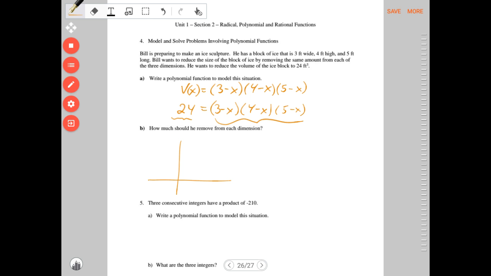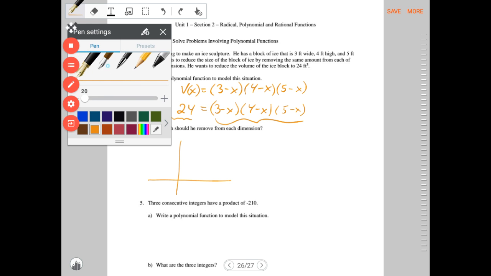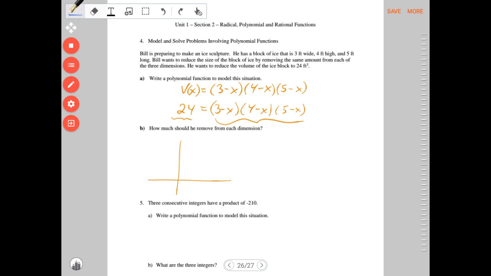So y is 24. So you have to make sure that your y values go up to at least 24. So probably 30 being a nice window setting. And then you just graph this side of the equation, and just use brackets: x, 3 minus x, bracket 4 minus x, bracket 5 minus x. And you end up with a really weird looking function.